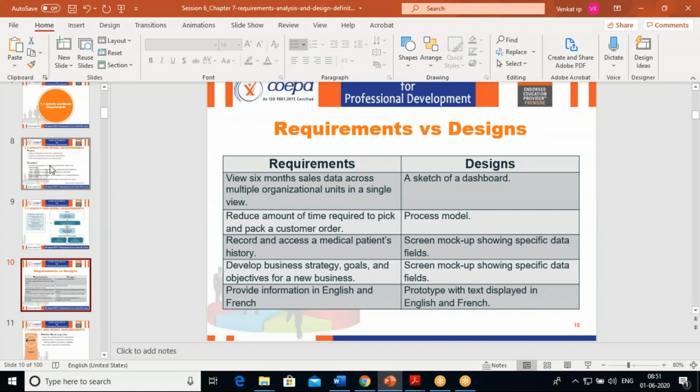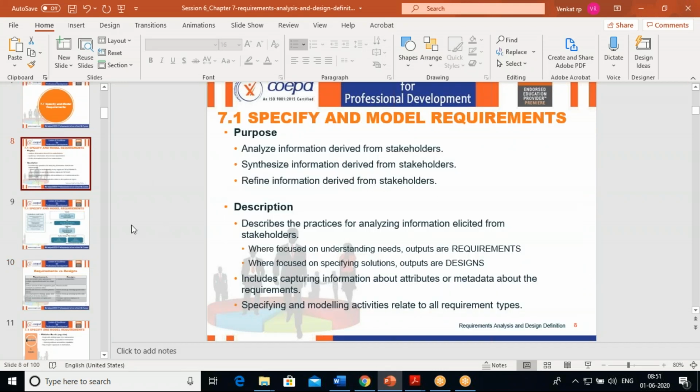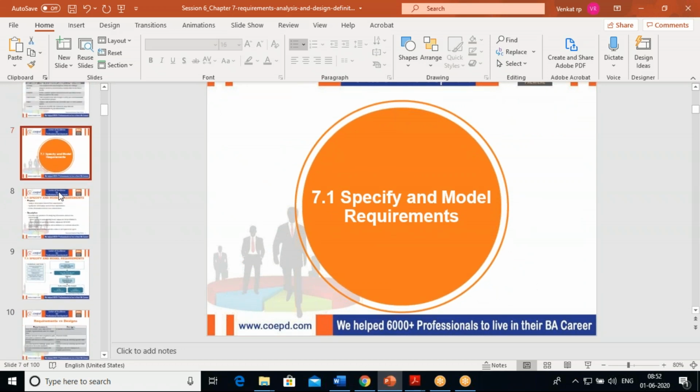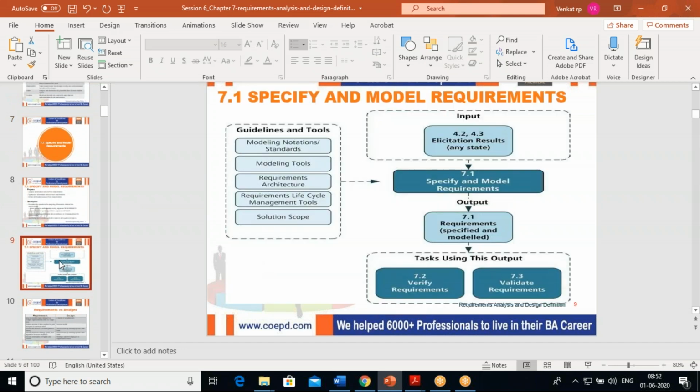Okay. Now, if you look into it, we have 6 tasks, out of which the first one is specify and model requirements. In specify and model requirements we have 4 elements.